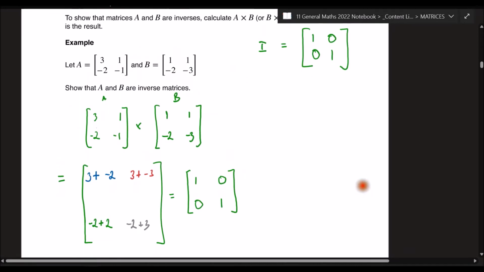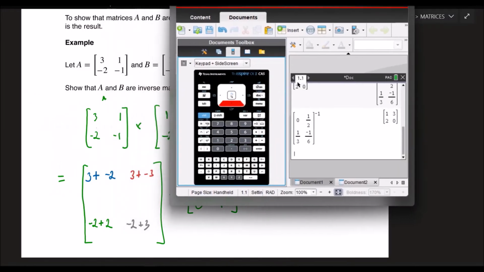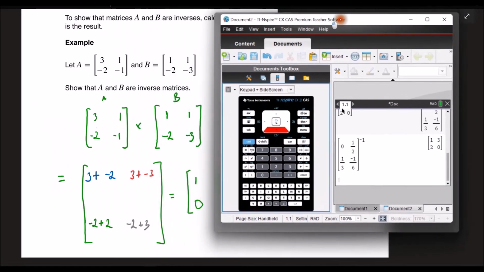It should work as well if you went B times A. I'll put that in the calculator now so you can see, so we don't have to work it out by hand. I've labeled these already, so I've got the matrices to show you guys.